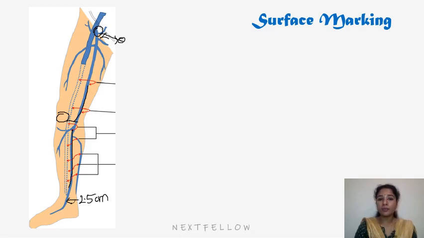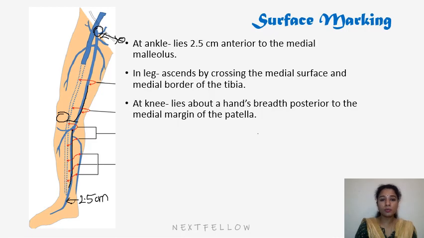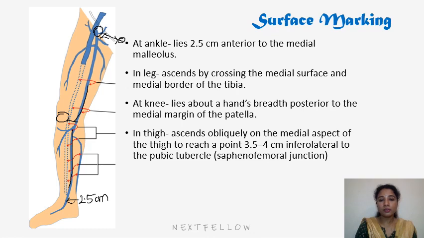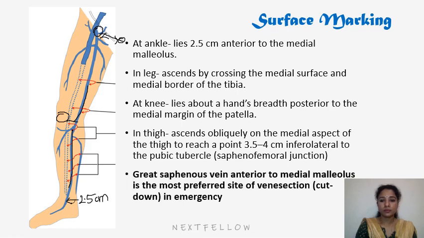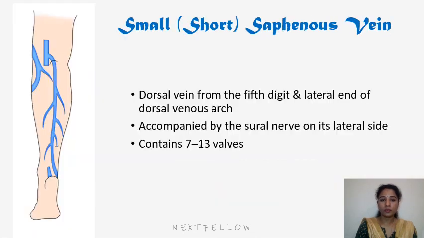So the great saphenous vein anterior to the medial malleolus is the most preferred and common site for venesection during emergency. So these things are to be noted. So that was about the great saphenous vein.